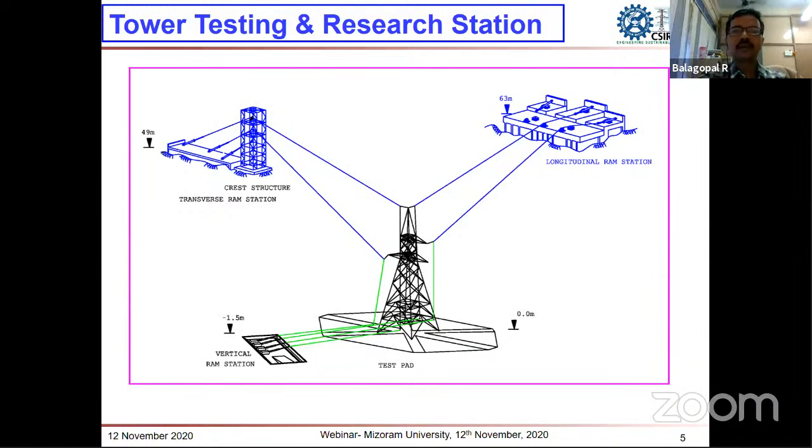And these are the 3 types of loading stations we have. First one is the vertical ram station. Here we are simulating the vertical load. What are the loads coming on the towers? That we are simulating through this vertical ram station.